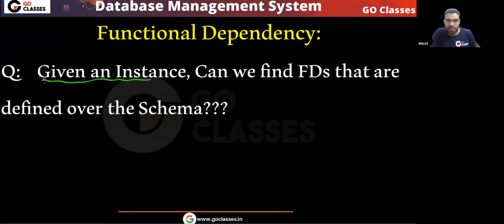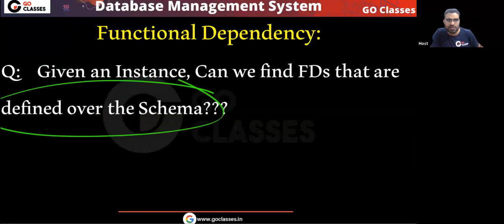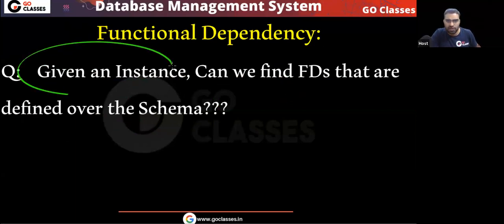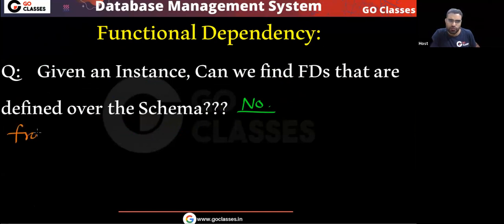Now tell me the answer for this question. Given an instance, can we find out what are the functional dependencies that are defined over the schema? The answer is no. From an instance, you can eliminate some functional dependencies, but you cannot say that some functional dependency will hold on the schema. So from an instance, what can we do?